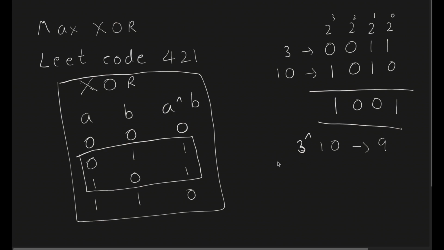The question is that we are given a vector of numbers. Let us say we have a vector of 3, 10, 5, 25, and so on. We have to return the maximum XOR which we get from any two numbers, for example, 3 XOR 10, 3 XOR 5, 3 XOR 25, whatever it may be. So this is the understanding of the question. We'll see how to solve this.